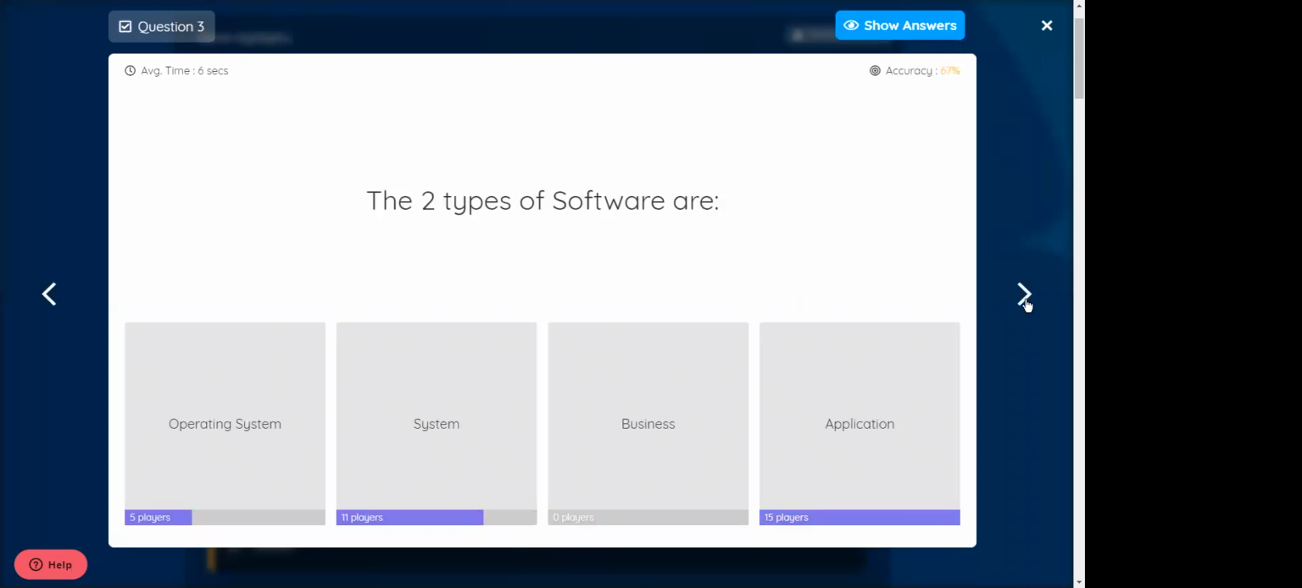The two types of software. What are the two types of software? System software and application software. Operating system won't come here because operating system is a part of system software.